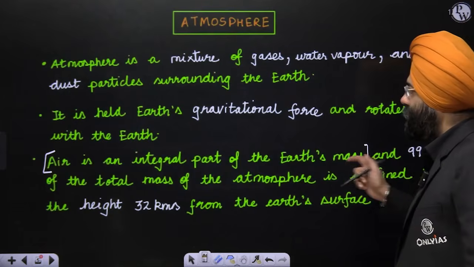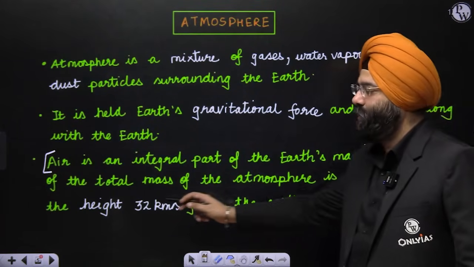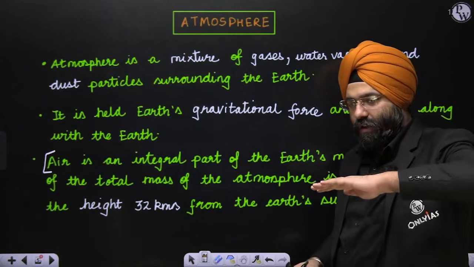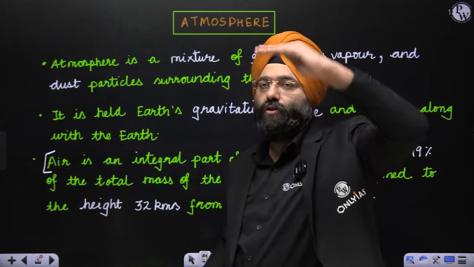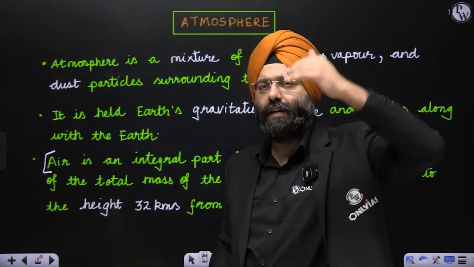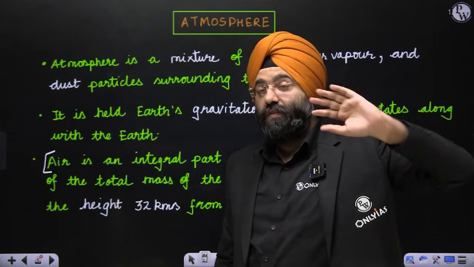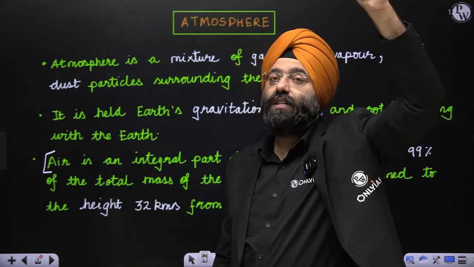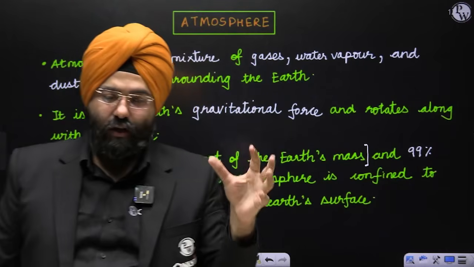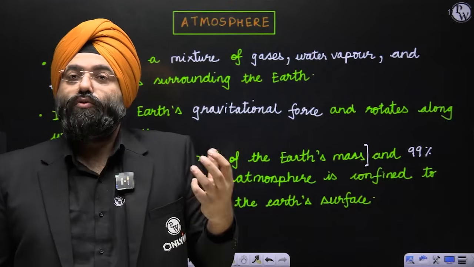Now, 99% of the total mass of the atmosphere is confined to the height of 32 kilometers from the Earth's surface. Let us say you are right now on the Earth's surface. If you go 32 kilometers, 99% of the mass. Why? Because as you go higher and higher, the density keeps on decreasing. So even though you might reach great heights, density will be so less. That is why we say the lower layers are denser in nature, so they contribute more to the mass.